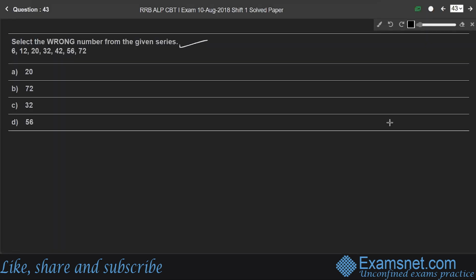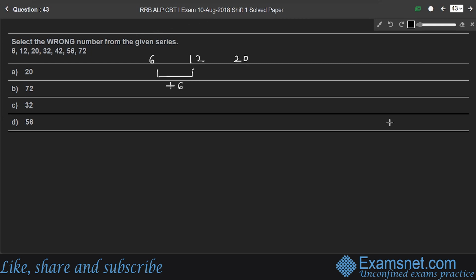Question 43. Select the wrong number from the given series. So here, students, 6, 12, 20, 32, 42, 56 and 72 are the numbers, right? So we'll consider the first 2 numbers, 6 and 12. When 6 is added to the first number, you will get the second number.